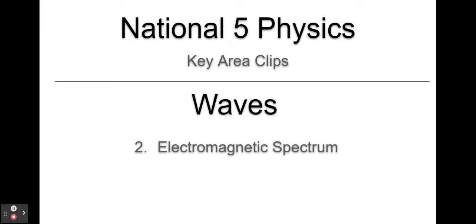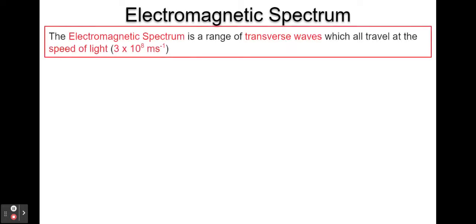Hello. Today we're going to have a look at the second key area from the waves unit in National 5 Physics, the electromagnetic spectrum. So, the electromagnetic spectrum is a range of transverse waves which all travel at the speed of light, 3 times 10 to the power of 8 meters per second in a vacuum.